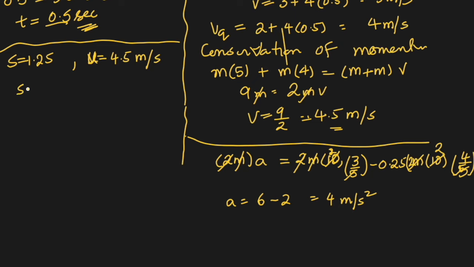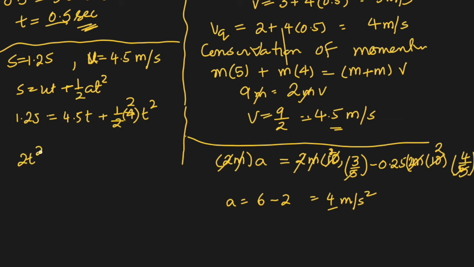Now here we can use the formula s equal to ut plus half at square, because time is the only thing we need to know now, and everything else we know. We know s is 1.25 equal to u is 4.5, which we got from here, t we don't know, plus half acceleration, which is known to us now, 4, and t square. So this will cancel and it will become a quadratic equation. Everything will be on the left side, so I'll write 2t square plus 4.5t, and this will become negative, minus 1.25 equal to 0. This becomes the quadratic equation, which I will solve with the help of the quadratic formula. I don't think it will be possible by splitting the middle term, so I'll use the quadratic formula.